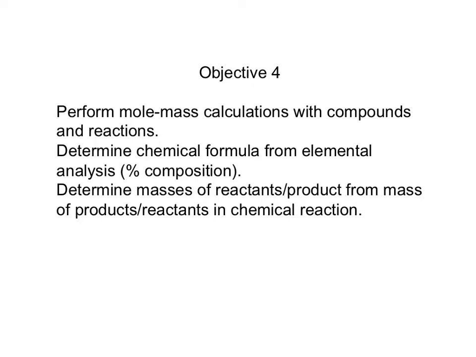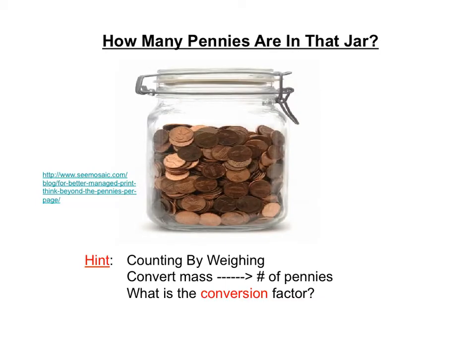We know a chemical formula tells us the ratio of elements in a compound. In this video, we'll look at how the chemical formula of a compound is determined from an experiment. We will also look at the amounts of compounds that react or compounds that are produced in a chemical reaction. In each case, we have to do mole to mass conversions.